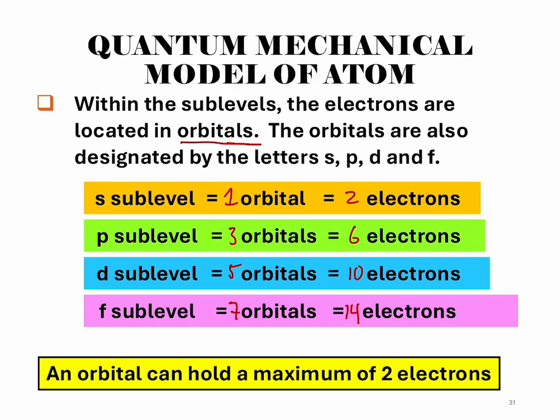And so an orbital can hold a maximum of 2 electrons in it. So this is related to the Pauli exclusion principle. Right, so we have a maximum of 2 electrons that exist within an orbital.